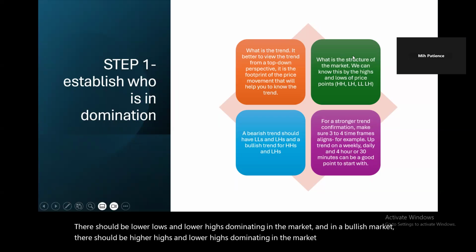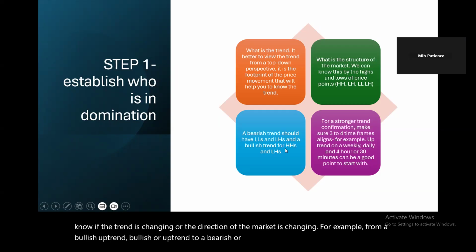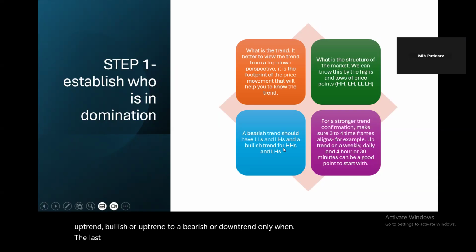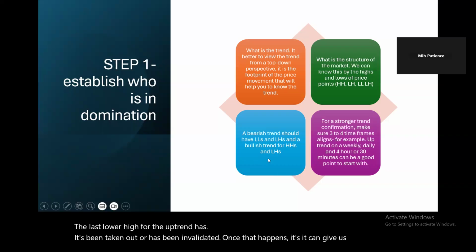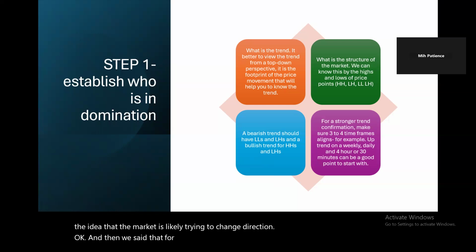And we will know if the trend is changing, or the direction of the market is changing, for example, from a bullish or uptrend to a bearish or downtrend, only when the last lower high for the uptrend has been taken out or has been invalidated. Once that happens, it can give us an indication that the market is likely trying to change direction.